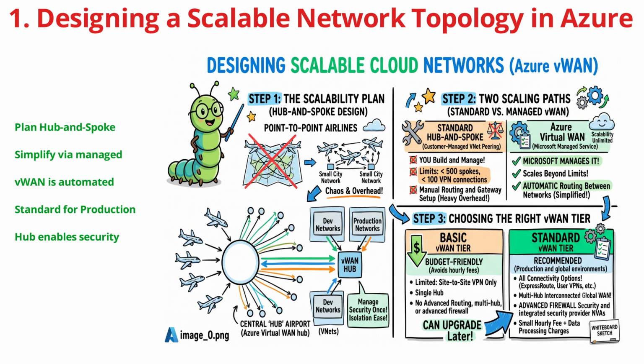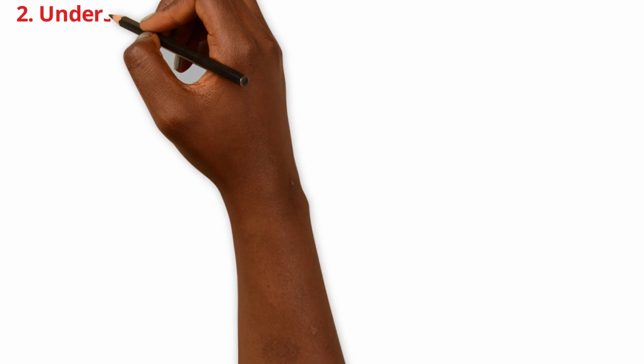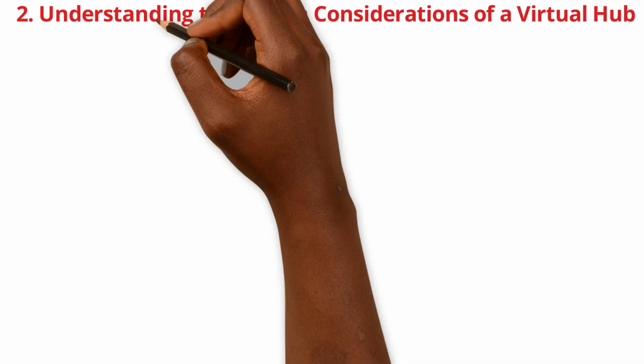You can take the traditional path and build the hub VNet yourself, but that comes with strict limits and lots of manual routing. The modern path is Azure Virtual WAN, where Microsoft manages the hub and automates all the routing between your spoke VNets. Before deploying, you face 4 critical decisions.